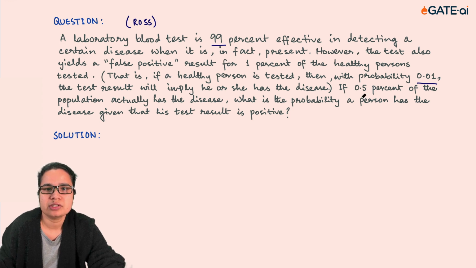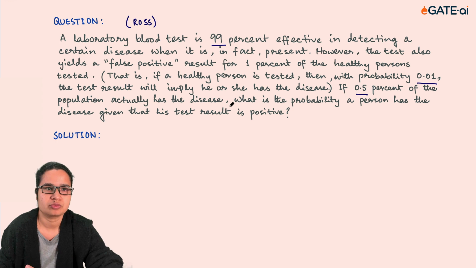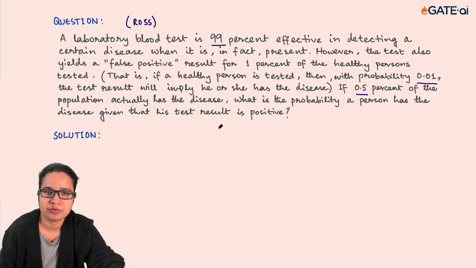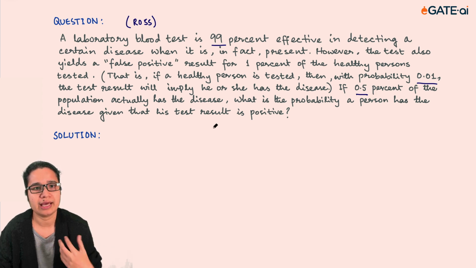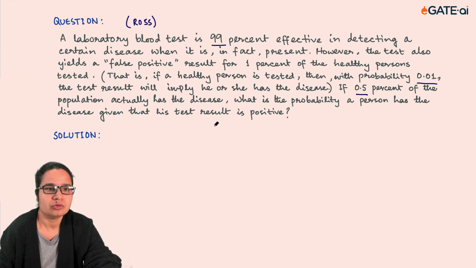Now, the question asks: if 0.5% of the population actually has the disease, what is the probability a person has the disease given that his test result is positive? So a person goes to the laboratory, gets the blood test done, and the result is positive. What is the probability that the person actually has the disease? Let's see how we can use Bayes formula to get an answer to this question.